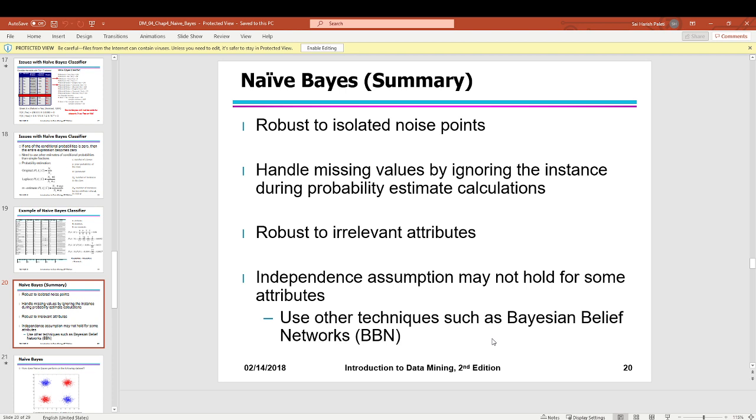And here is the summary: the Naive Bayes classifier is robust to isolated noise points, and we can handle missing values by ignoring the instance during probability estimate calculations, and it is robust to irrelevant attributes, but the independence assumption may not hold for some attributes. In that case, we have to use other techniques such as Bayesian belief networks.